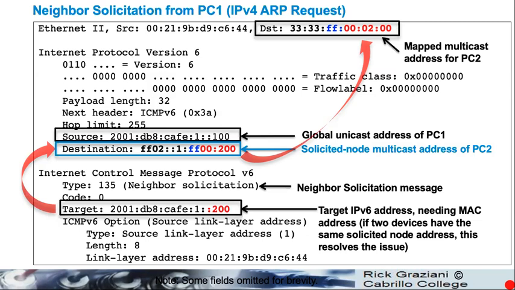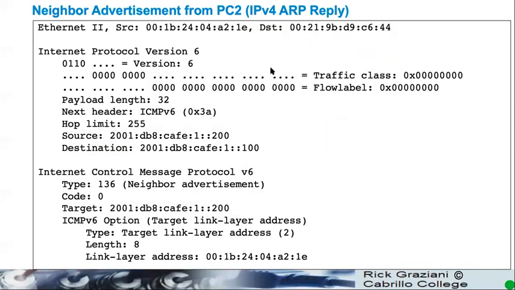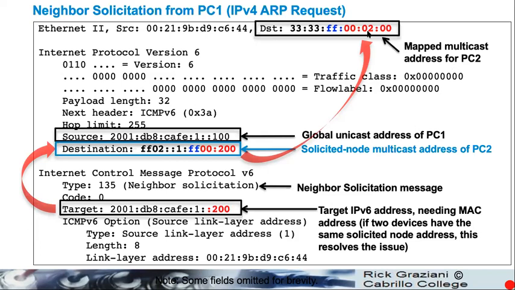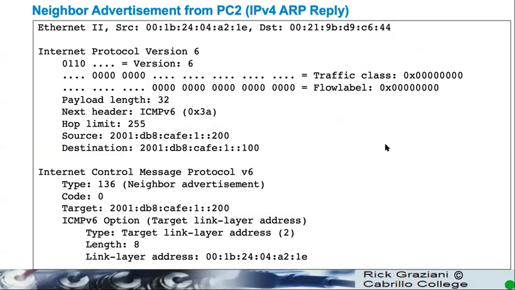Okay, so just about all devices on the network will ignore it unless it has a unicast address that happens to map to these last 24 bits. PC2 will, let's go back here, PC2 says, hey, I accept this MAC address because I have a solicited node multicast address of this destination, because this target IPv6 address is one of my unicast addresses. Okay, so here's the neighbor advertisement. So it's saying, yes, you are looking for me.